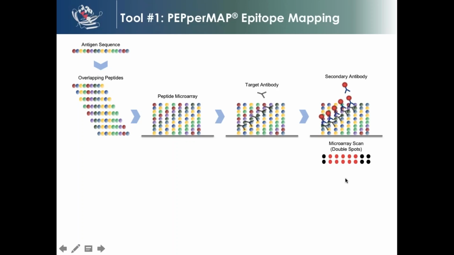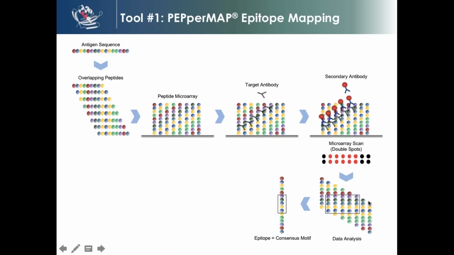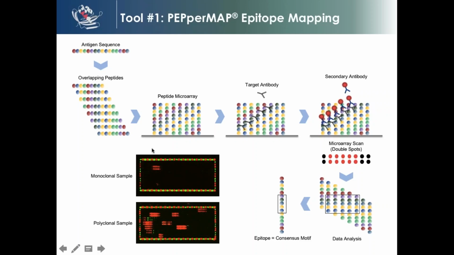Here we use duplicates, so for each hit you see 2 spots. Then we have a specialized peptide analyzer that will immediately tell you what hits, which calculates to the epitope or your consensus motif of the antibody. For example, here at the top is an array of a monoclonal sample identifying just a single epitope, and on the bottom a polyclonal sample identifying multiple epitopes. And then this green and red ribbon is controls, HA and FLAG controls.